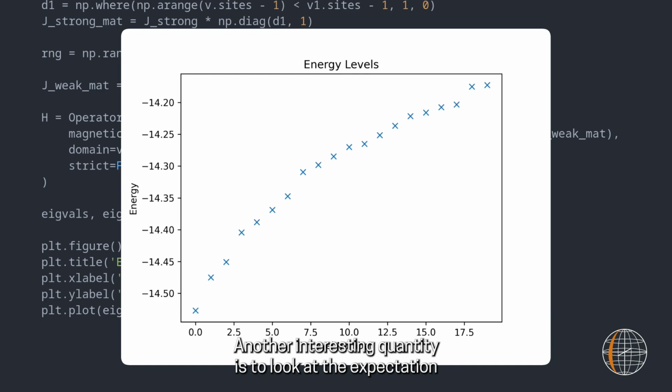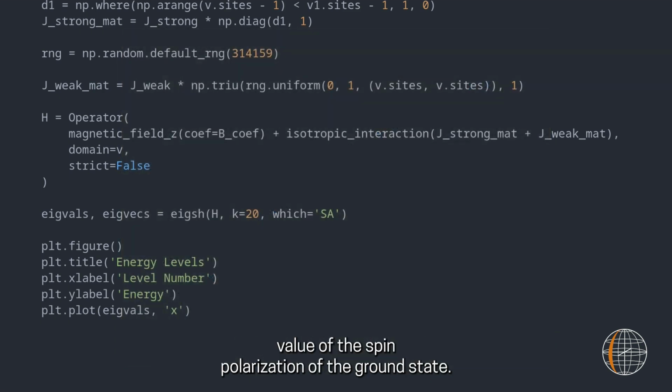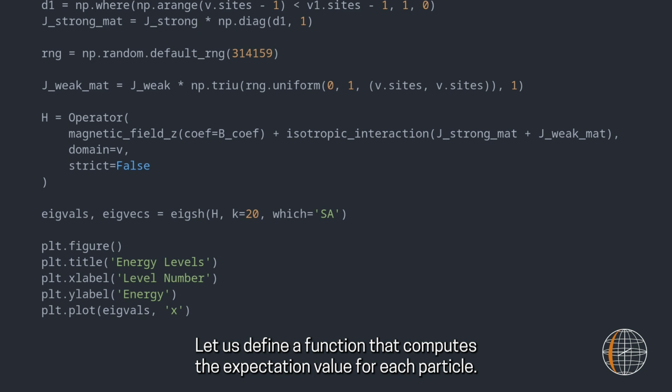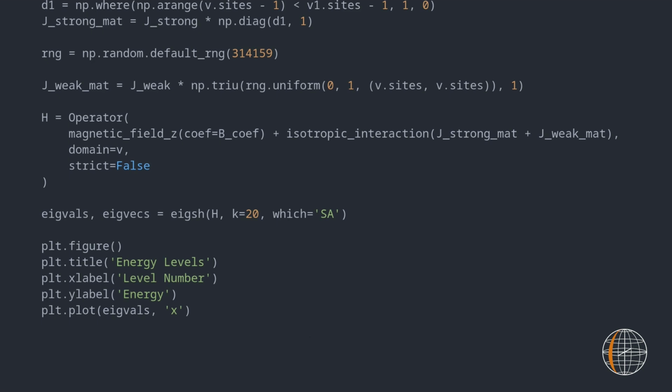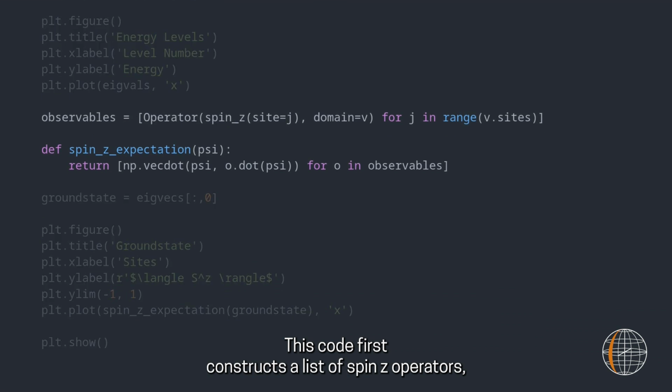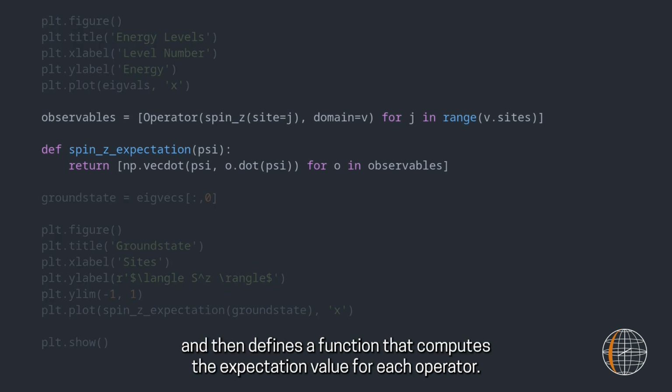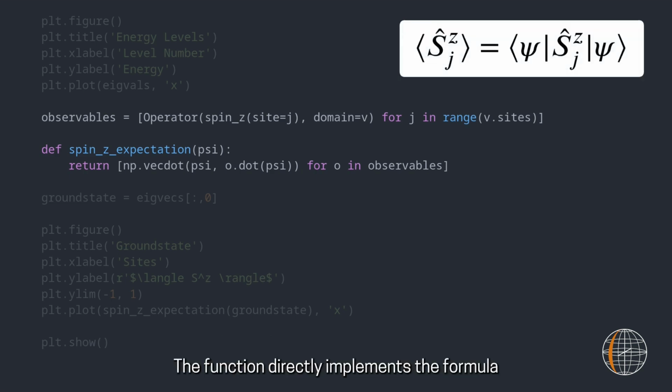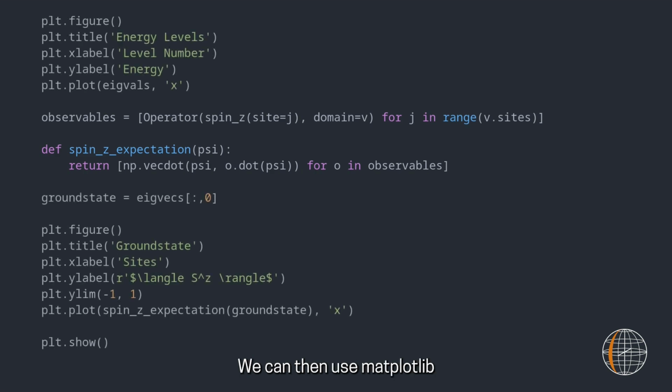Another interesting quantity is the expectation value of the spin polarization of the ground state. Let us define a function that computes the expectation value for each particle. This code first constructs a list of spin z operators and then defines a function that computes the expectation value for each operator. The function directly implements the formula for the expectation value. We can then use matplotlib to plot the expectation value. If we run this code, we should see this plot.